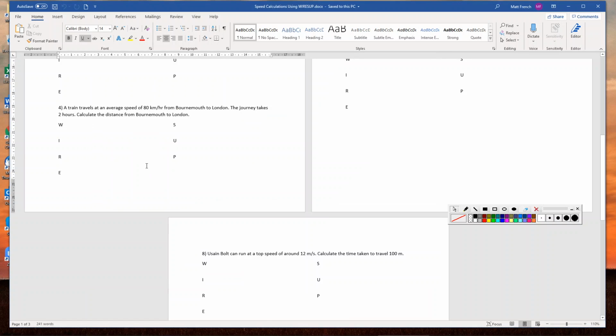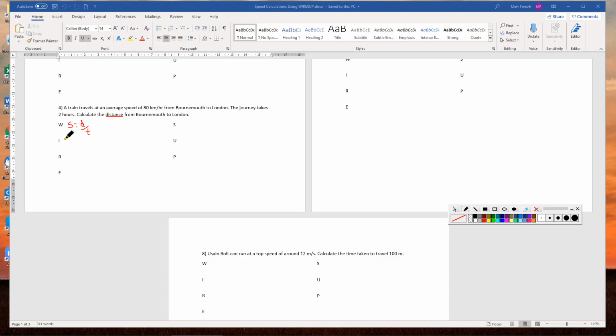So we're going to have a look through from question 4 onwards in this video. So we are given a speed in this question, and we're given a time. We're asked to calculate a distance. So the equation we've got that links speed, time, and distance is speed is equal to distance over time.